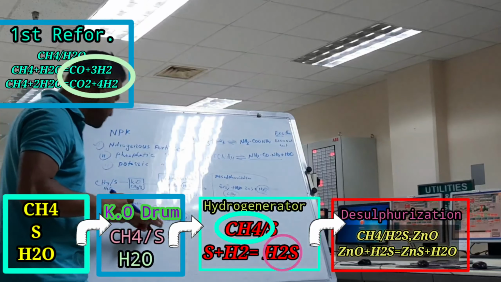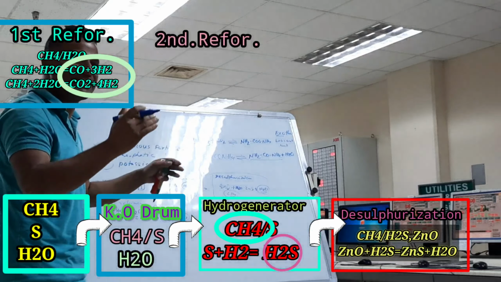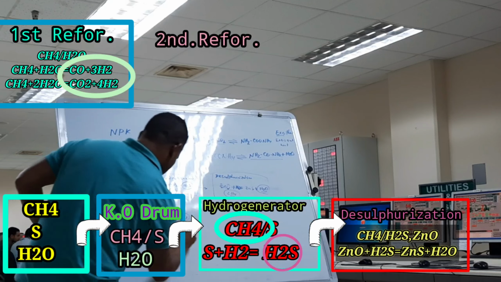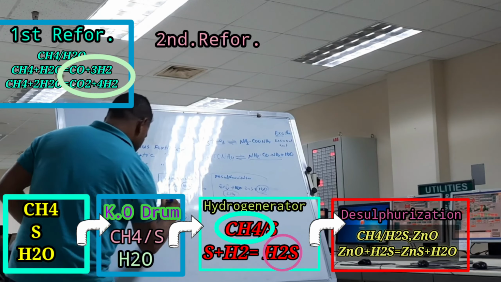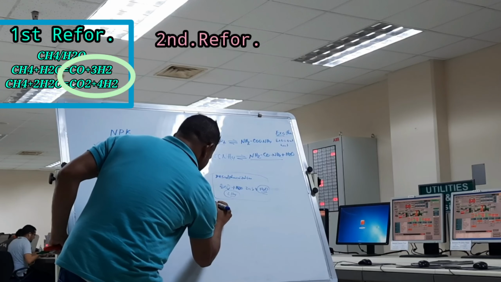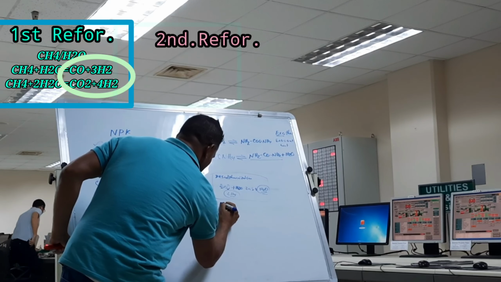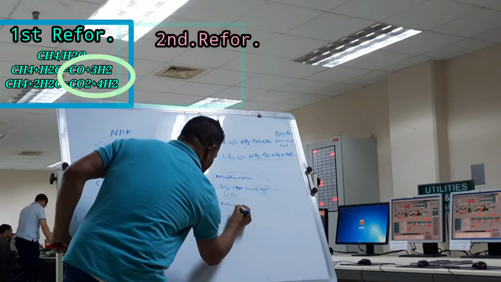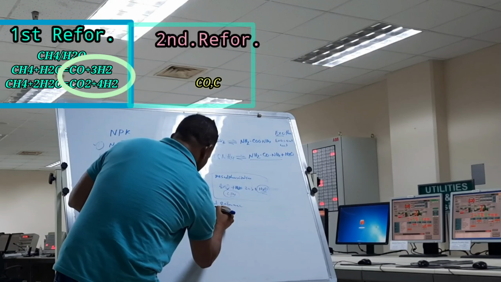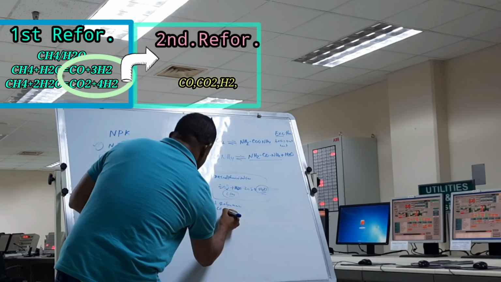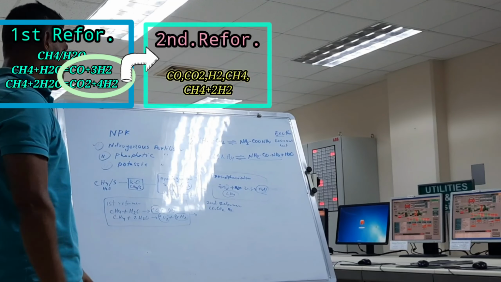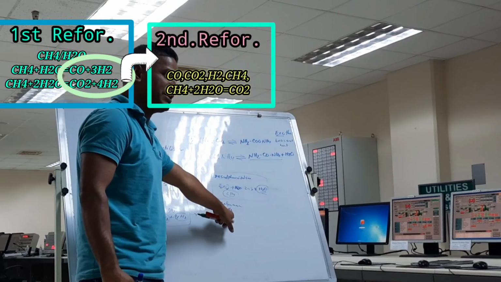For that reason, this product will go to the secondary reformer. So where will it go? Secondary reformer. Okay? Secondary reformer. Which elements will go? CO, some CO2, and this hydrogen. These three products will go to the secondary reformer.